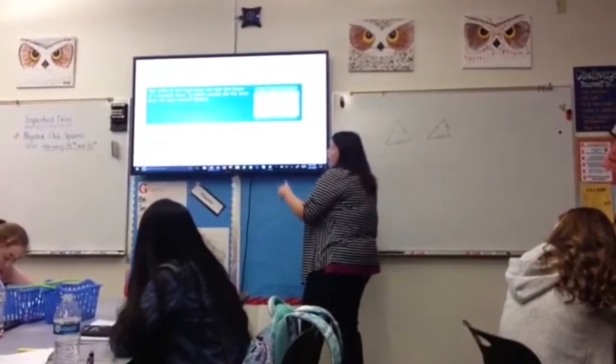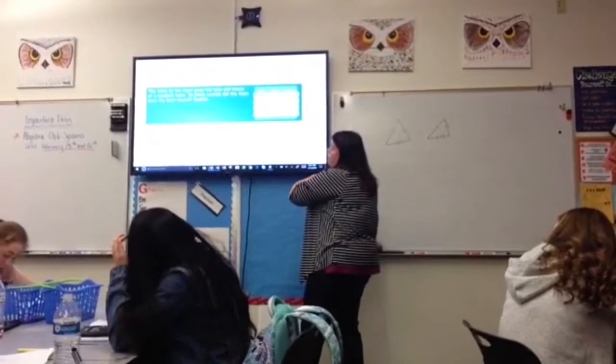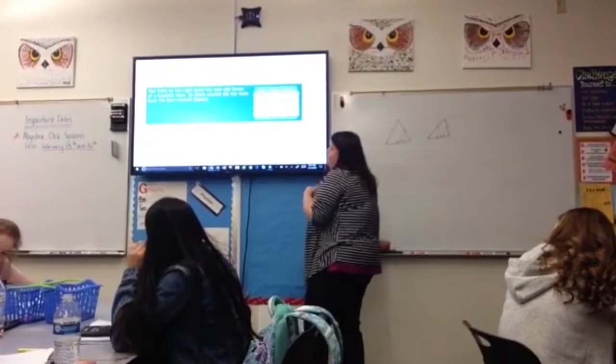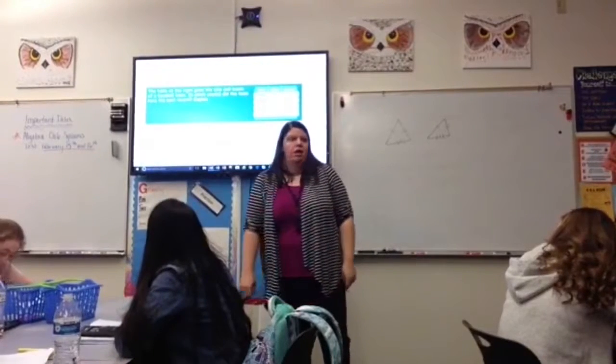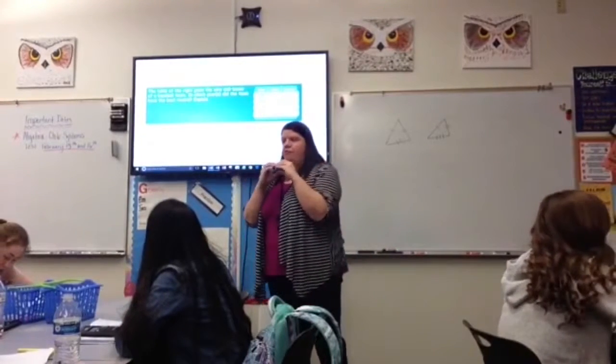All right, so your entry task. The table at the right gives the wins and losses of a baseball team. In which years did the team have the best record? And explain. The explain part's the really important part.